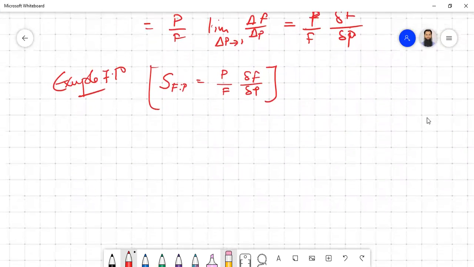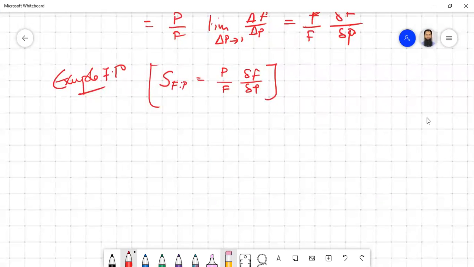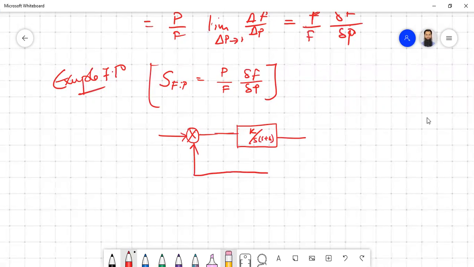Now one control system is given, a unity feedback system, in example 7.10. What they want us to calculate is the sensitivity of the closed loop transfer function T with respect to the parameter A.